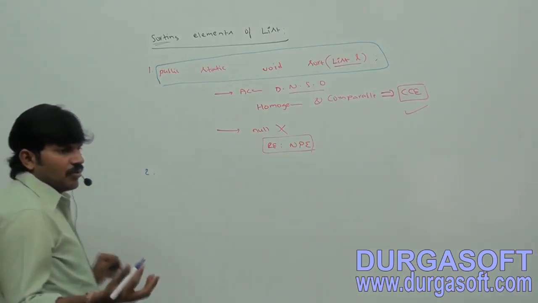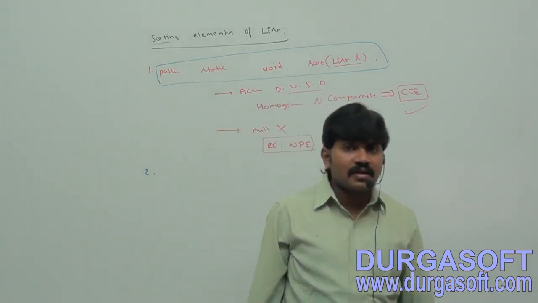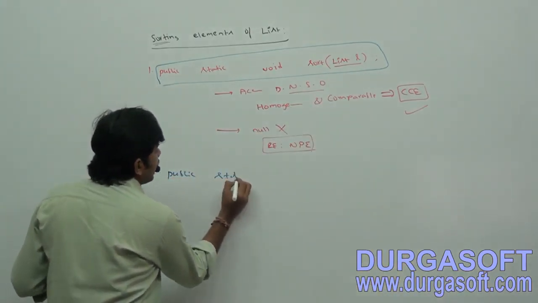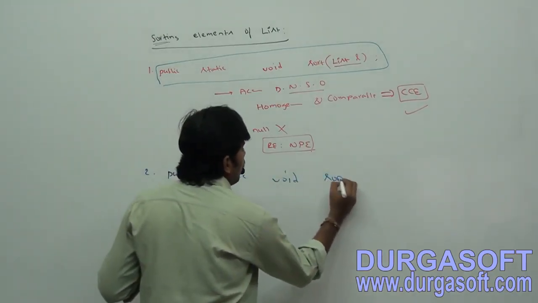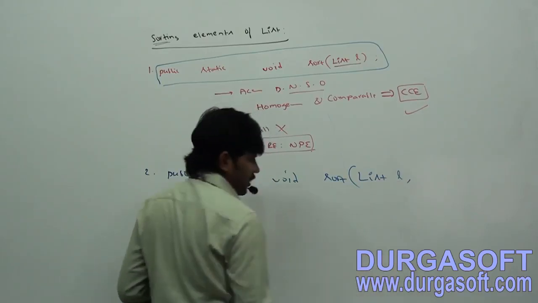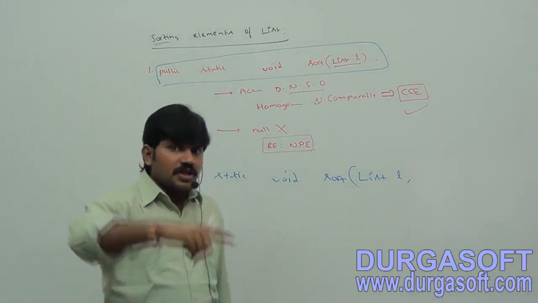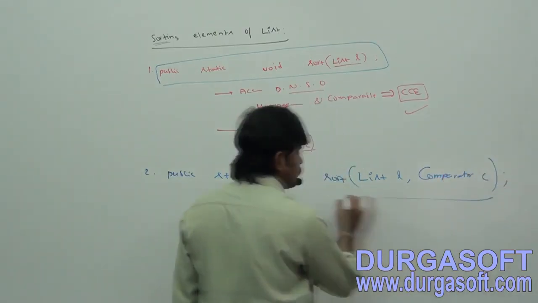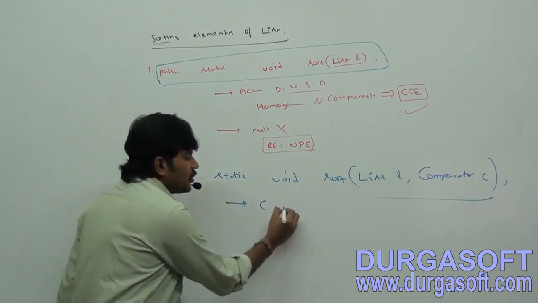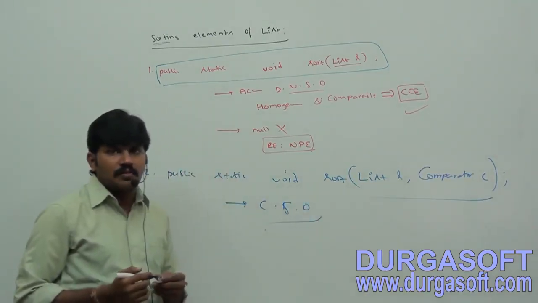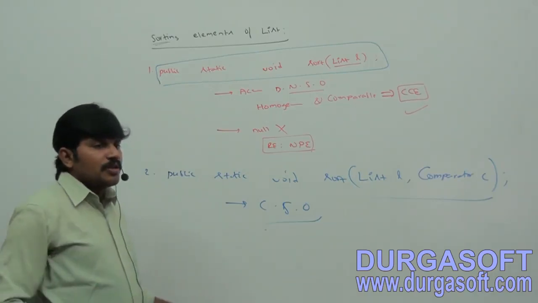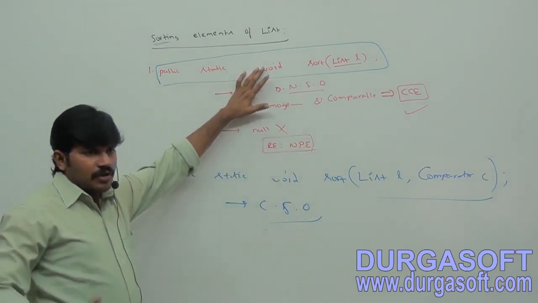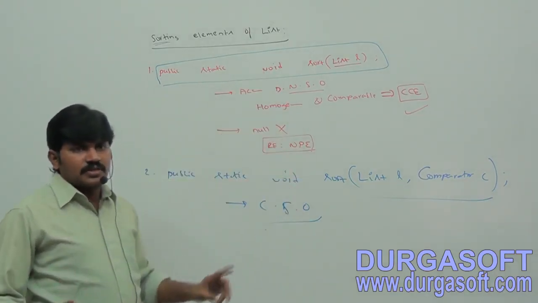Second one, simple. To sort the list according to customized sorting: public static void sort of List l, comma, according to which comparator, Comparator c. That's all, to sort according to customized sorting order. So in total how many sort methods are present inside the Collections class? Two sort methods. One is meant for default natural sorting, the other for customized sorting.